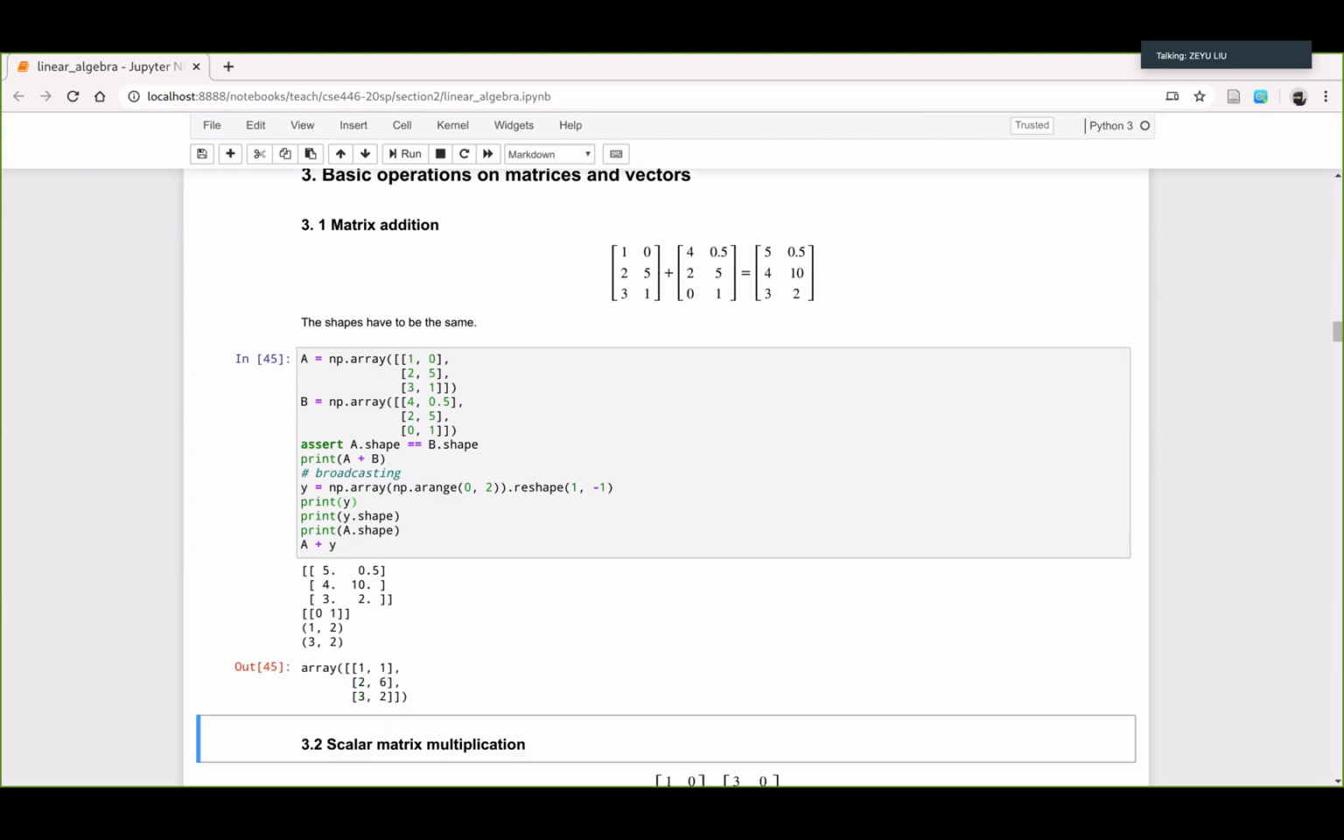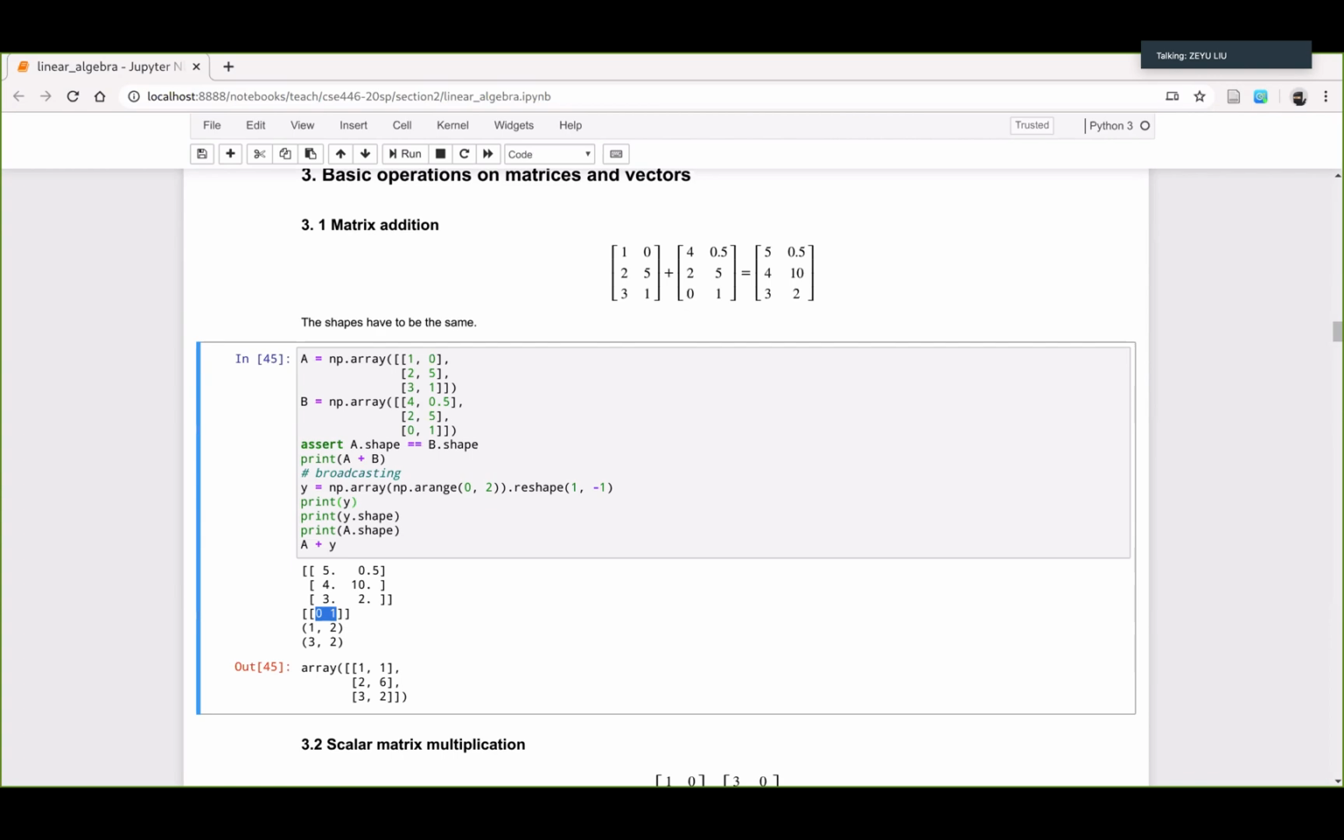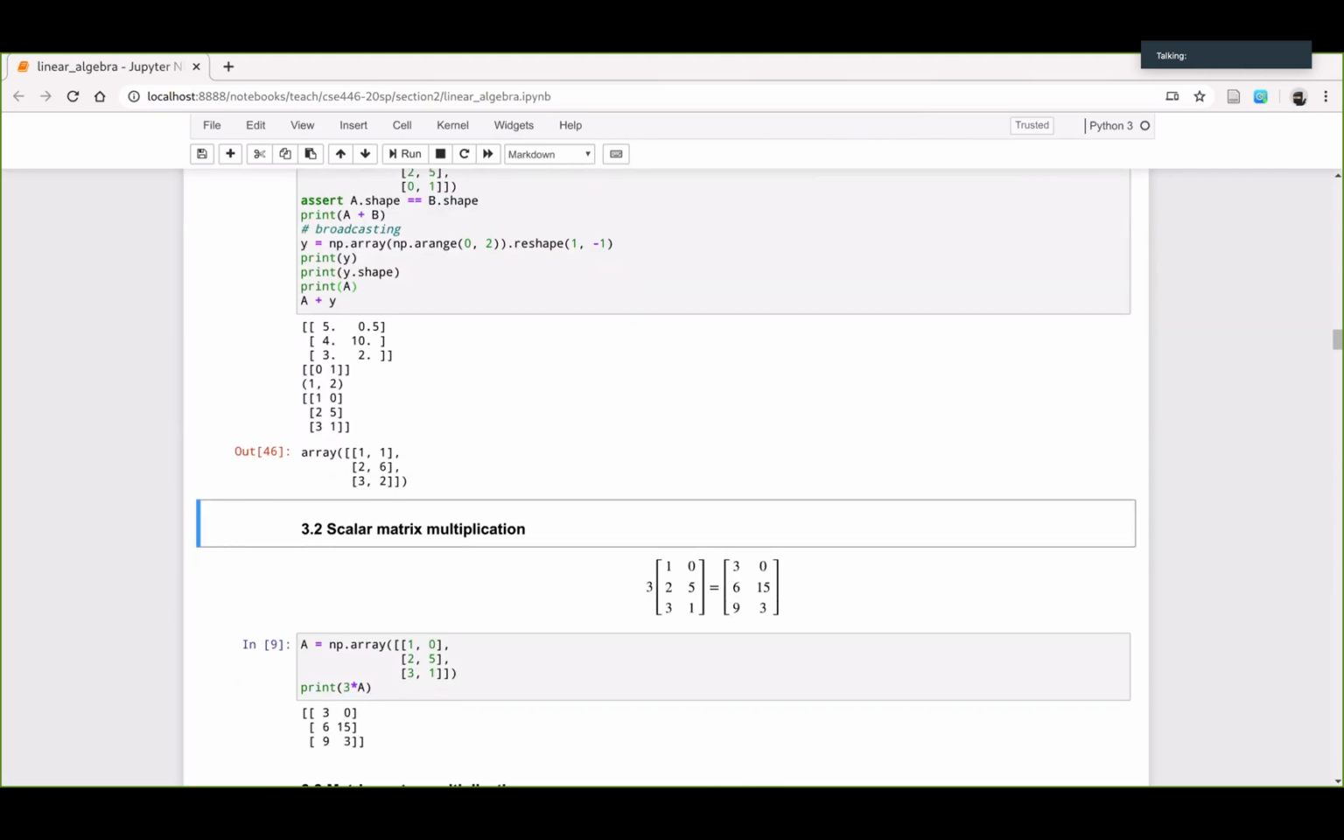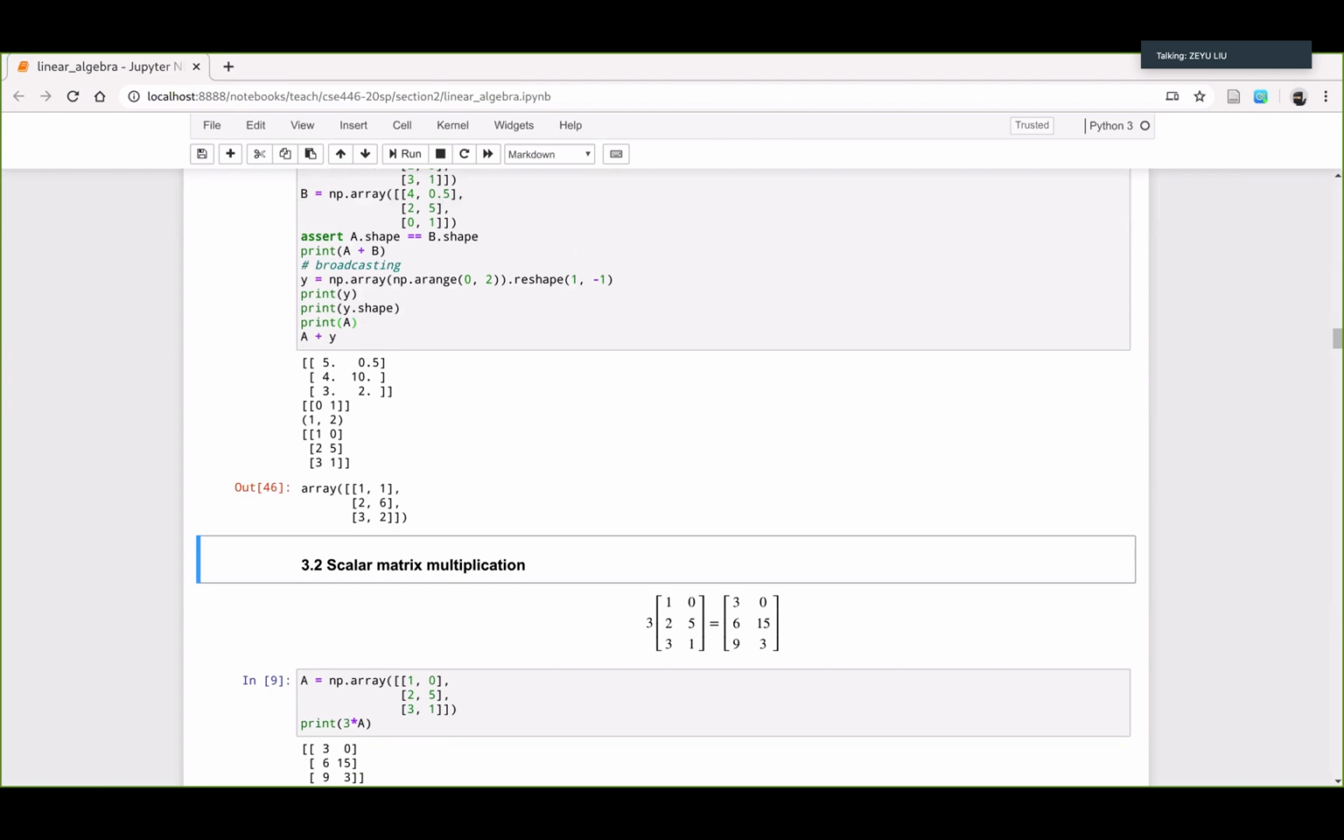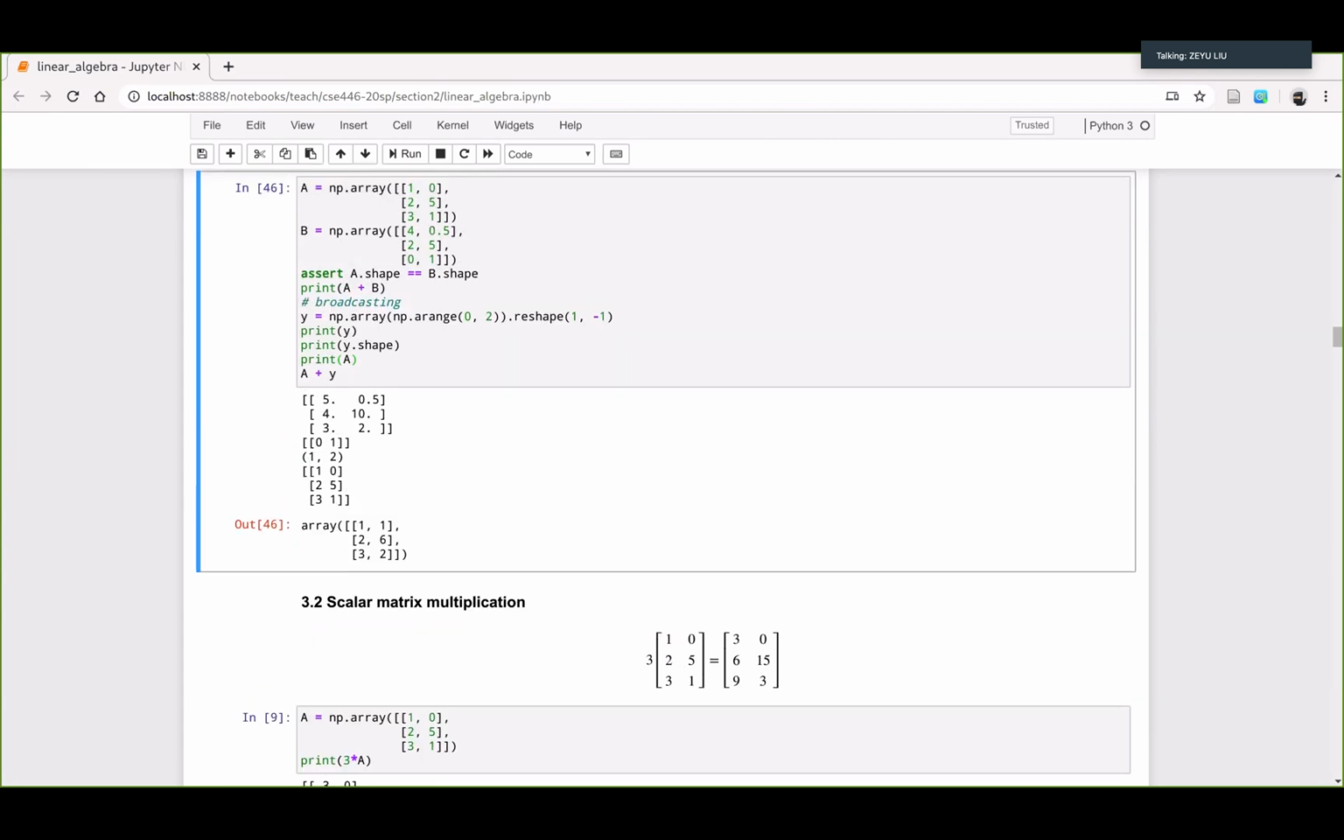So y is 0, 1, and it was added to a. Sorry, I should also print y. So 0 is added here, but nothing changed. And 1 is added here, so everything in the second column is incremented by 1. The reason I want to mention this is just one trick that saves you from replicating y into the shape of a.